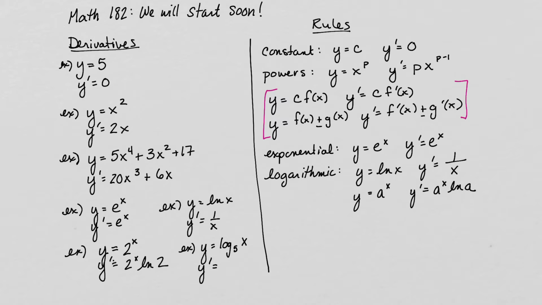1 over x ln 5. Yep, exactly. So it acts a lot like 1 over x, right? So it's 1 over x and then natural log of 5. So you get an extra factor of that natural log down there in the denominator. So if I have y equals log base b of x, y prime is going to be equal to 1 over x ln of b. Any questions so far? No?